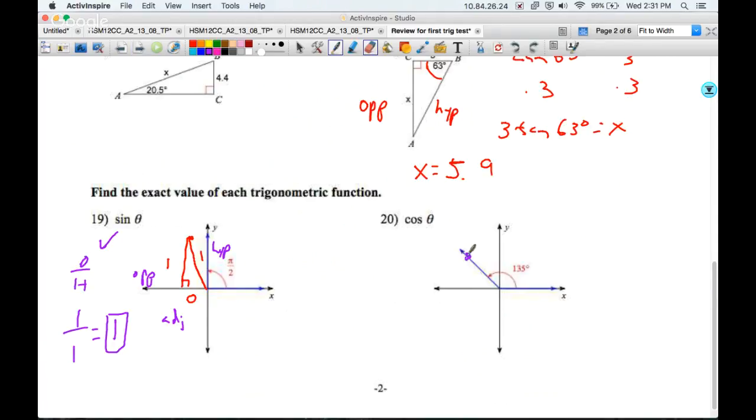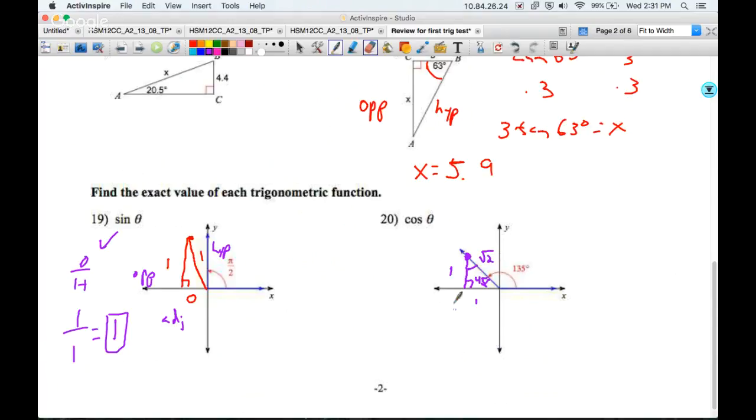Here we've got another one. This one's a little easier because it does end up in one of the quadrants, so we can just put a point on the terminal side, drop a line down to our x-axis. We want to know what kind of triangle this is. Well, if I've got 135, then 45 degrees is remaining to get to 180. So this is a 45, 45, 90 triangle with side lengths 1, 1, and the square root of 2.